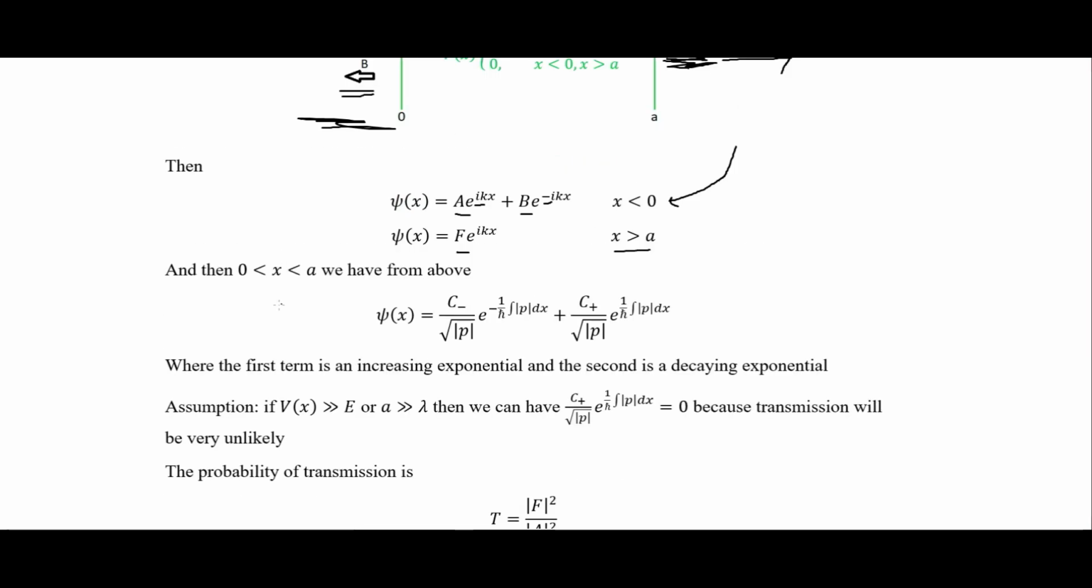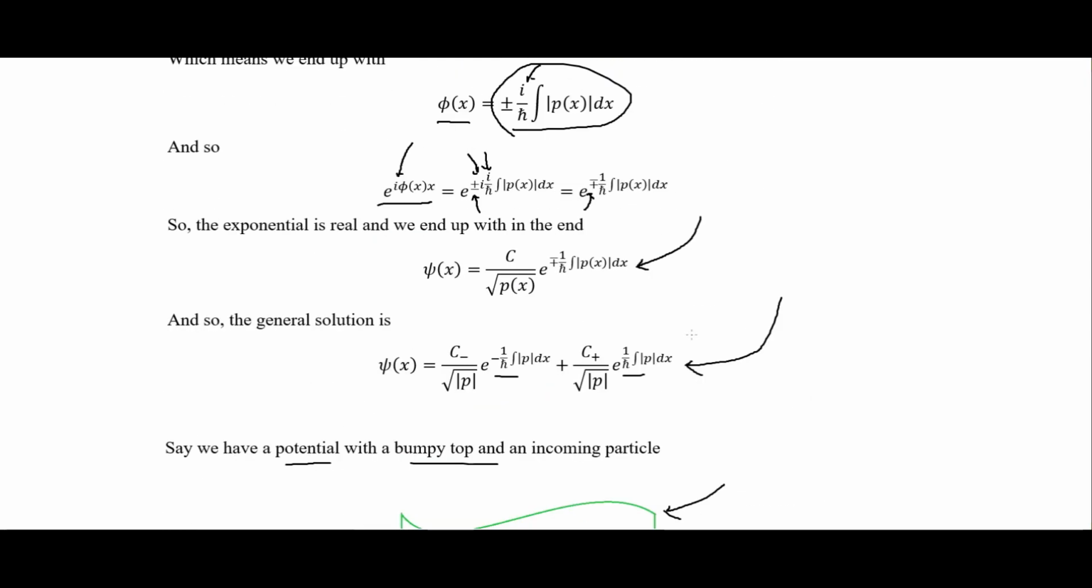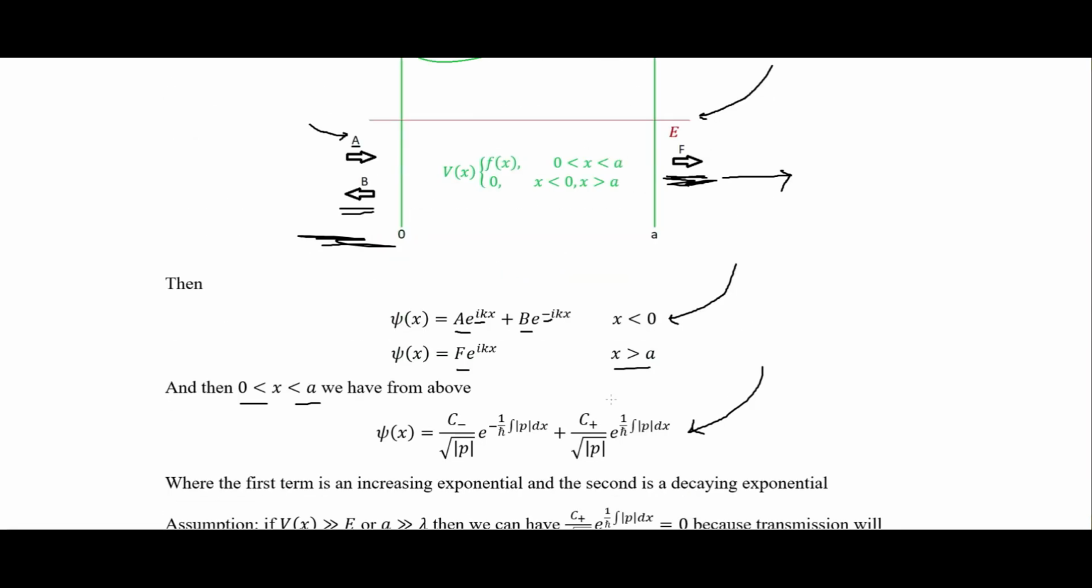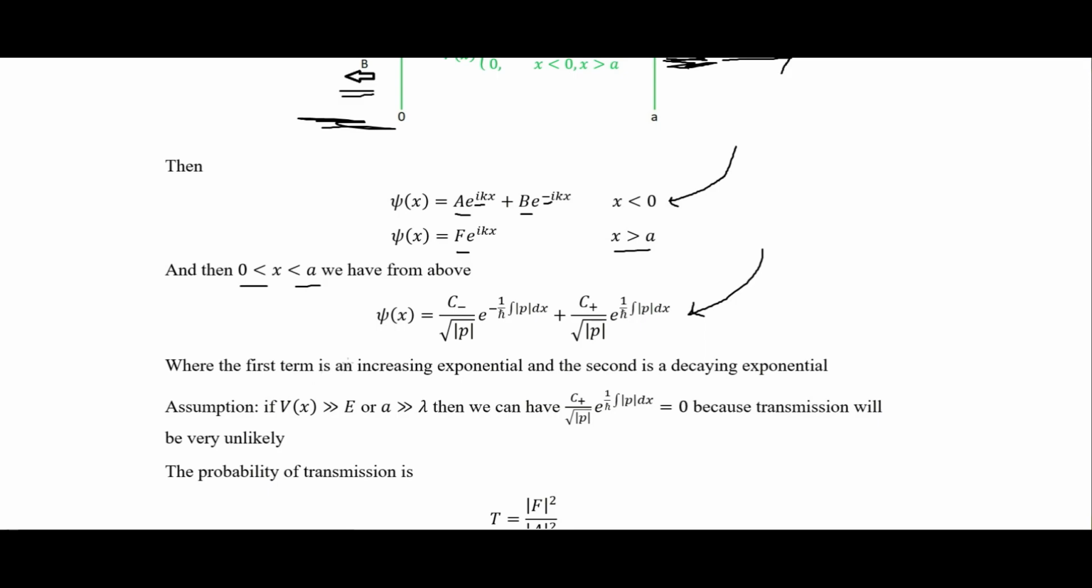And so where x is greater than 0 and less than a, we have a solution that looks like this. This is just the same solution that we got right here. The first term is an increasing potential. Well, actually, I have that switched around. This is the increasing potential, and this is the decreasing potential.